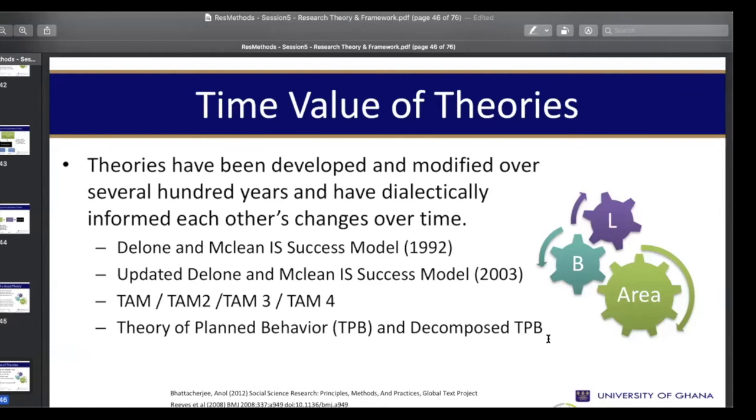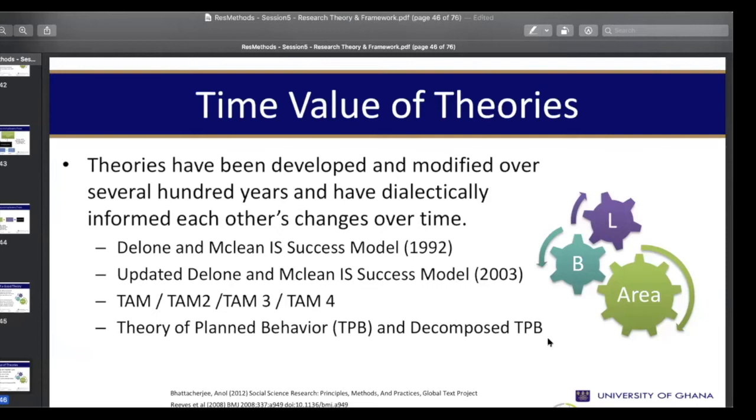Okay, so I'm going to use an example here to explain it to you. There's a gentleman called Delone and McLean. Delone and McLean developed a model called the IS Success Model in 1992. 10 years after, they came back themselves and gave another updated one called the IS Success Model, updated version. And that's Information System Success Model. That was trying to explain how to be able to use technology in organizational context successfully. So what are the benefits that you may get in using it within an organization context? Now, 10 years after it had been critiqued by a lot of people, they came back and updated it.